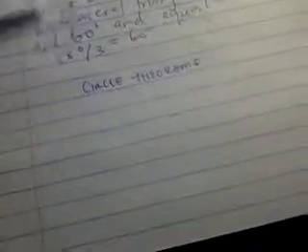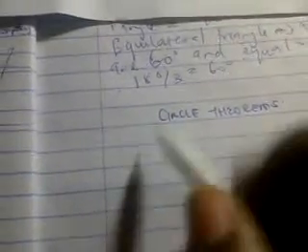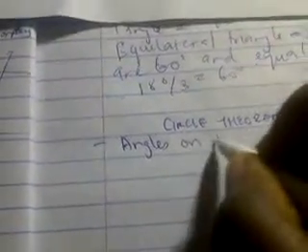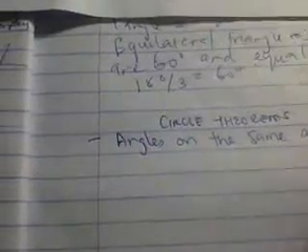Now this will take us to a topic I titled circle theorems. Okay? Circle theorems. Now what are circle theorems? They are rules that we've observed that angles in a circle actually obey. Now one of them, the first one, is that angles on the same arc are equal, or angles subtended by the same arc are equal.